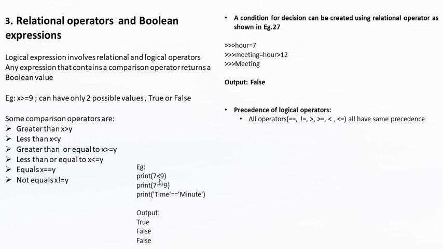If I say print of 7 less than 9, 7 is less than 9, yes, therefore the output is true. If I say print 7 double equals 9, that means it's checking for equality. Is it equal? No, so the output is false. Print time equal to minute, are these two strings the same? No, therefore it's giving the output false. So this was just a simple example of relational operators.